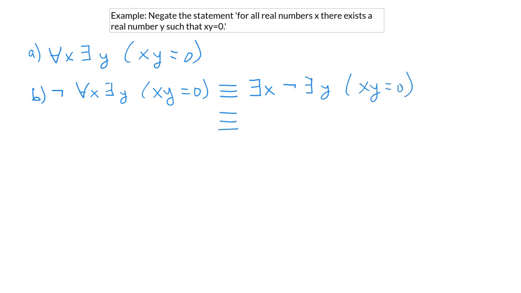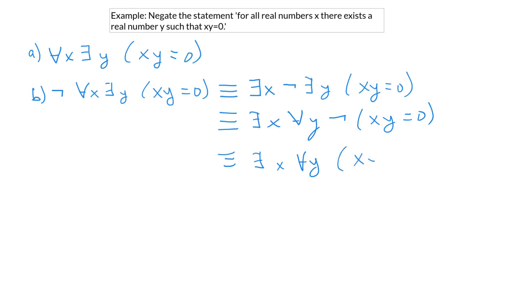This is logically equivalent to there exists an x, and now I am negating this existential quantifier. You negate an existential, it becomes a universal. So for all y, it is not the case that x times y equals 0. Well, this is equivalent to there exists an x such that for all y, x times y is not equal to 0. And so that's how you keep passing the negations along.